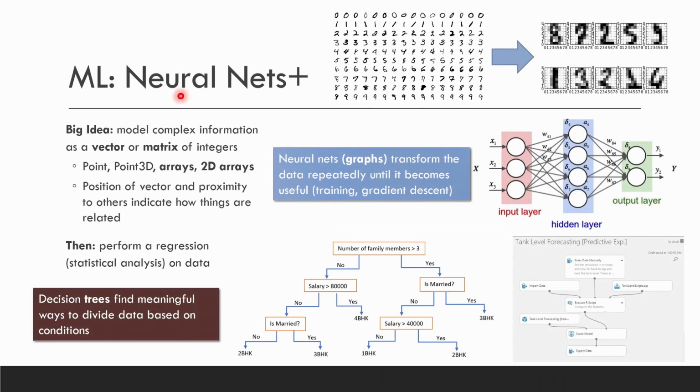Going even deeper, neural nets are perhaps the big hot thing these days, where we use graphs, the same graphs that we've been learning about, to interpret data and come up with conclusions in a very sophisticated way. Neural nets are graphs that transform data repeatedly until it becomes useful. We train them on larger and larger data sets, and we use a procedure called gradient descent to apply certain weights to graph nodes that interpret the data that arrives to produce meaningful outputs in this final output layer that dictates the decisions being made by the neural net.